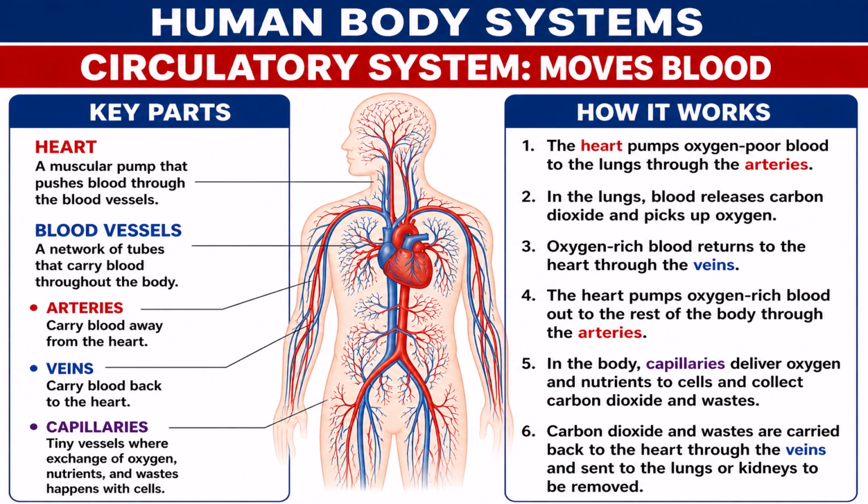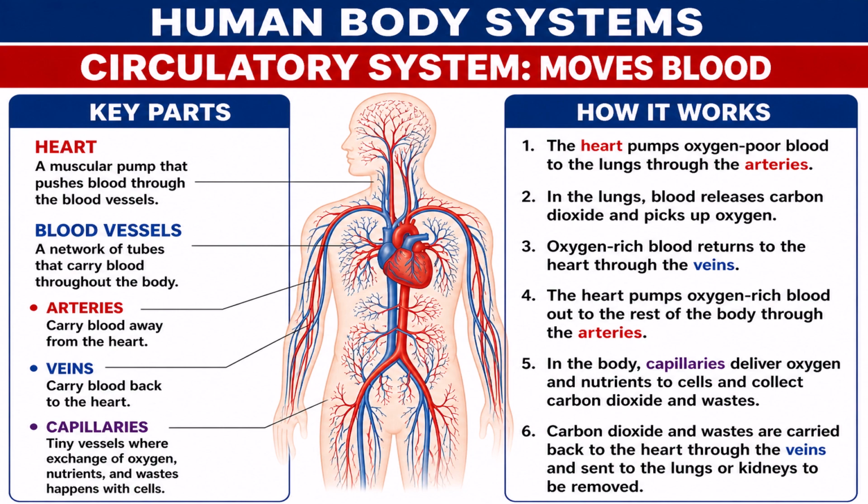So even though it's called poor, it isn't completely empty of oxygen. It just has much less than it did when it left the heart. So now let's continue to speak about how it works. The heart pumps oxygen-poor blood to the lungs through the arteries. And in the lungs, blood releases carbon dioxide and picks up oxygen.